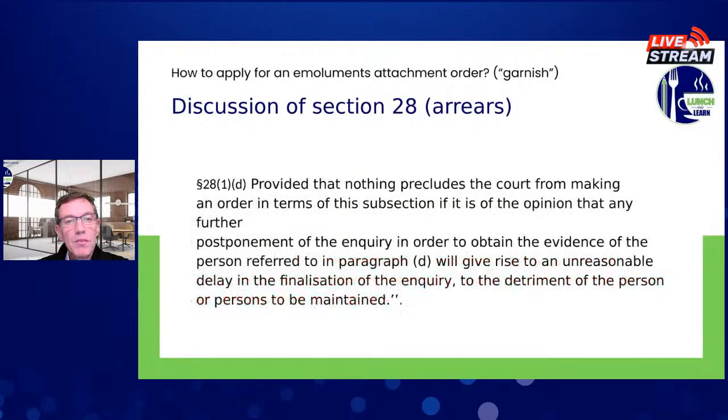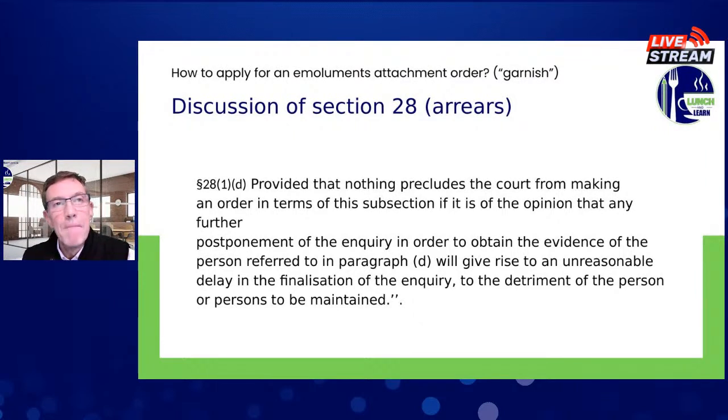Now, there's a very important provision also contained in Section 28(1)(d) of the Act, where it says, provided that nothing precludes the court from making an order in terms of this subsection, if it is of the opinion that any further postponement or inquiry in order to obtain evidence of the person referred to in this paragraph will give rise to unreasonable delay in the finalization of the inquiry to the detriment of the person or persons to be maintained. So what does that mean? What does Section 28(1)(d) mean?